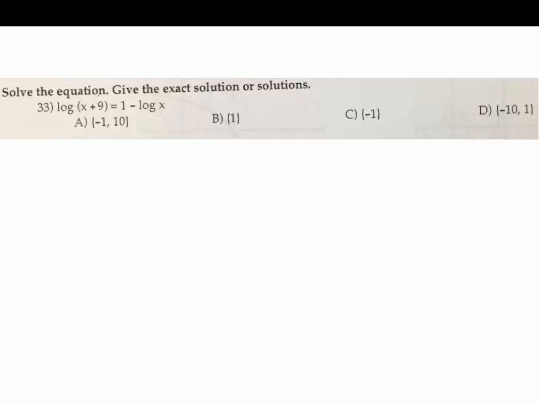Solve the equation, you want to give the exact solution or solutions. Here we have an equation involving logarithm. The first step is to move some of these logarithms to one side of the equation so I can combine them. So the first step would be to add log of x to both sides of the equation. Log of x plus 9.